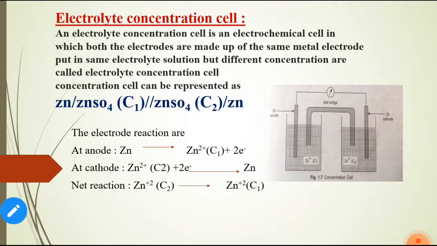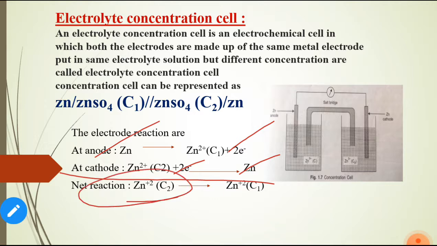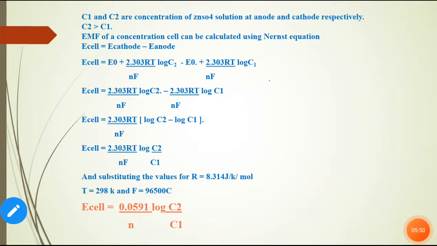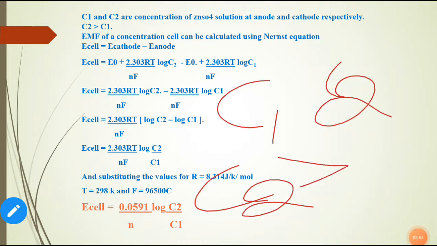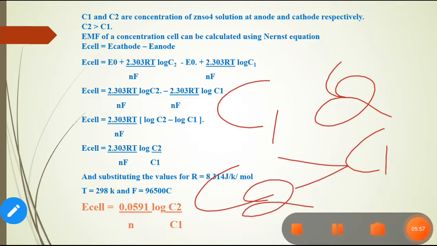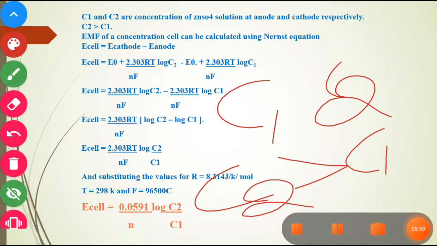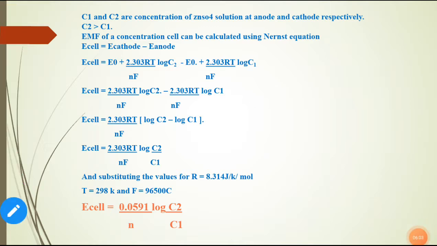After that we have to see what the net cell reaction is. You have to cancel this 2 electron, this 2 electron, this 2 zinc. The final net cell reaction will be zinc plus 2 at C2 concentration gives zinc plus 2 at C1 concentration. Here the C2 concentration will be greater than the C1 concentration.